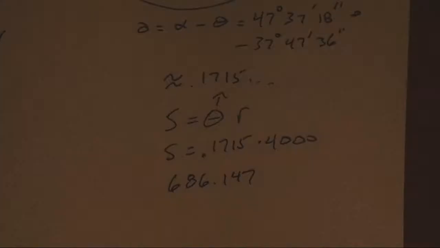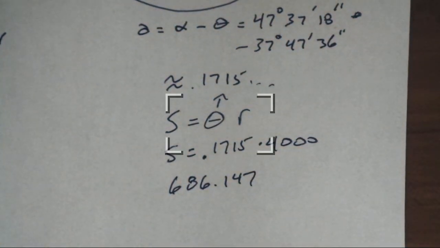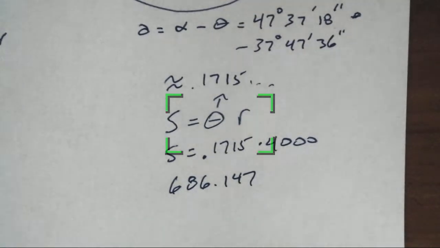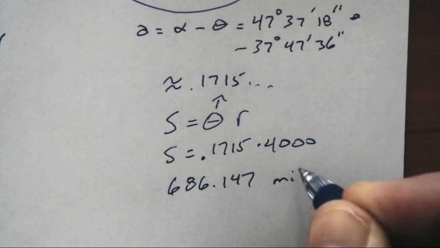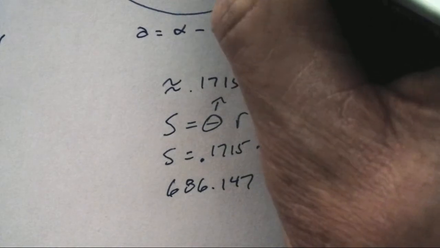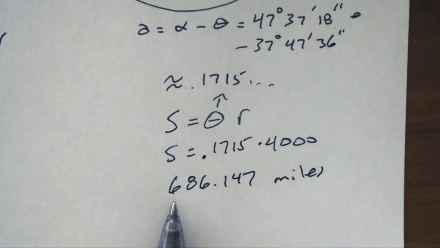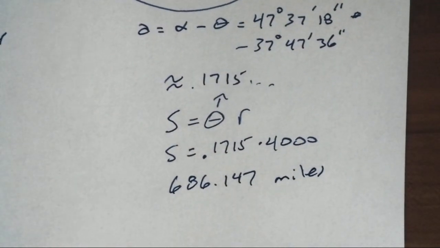I'm trying to brighten that up a little bit. So how far are they apart? On the curved Earth surface, the arc length is 686.147 miles. So there you have it.